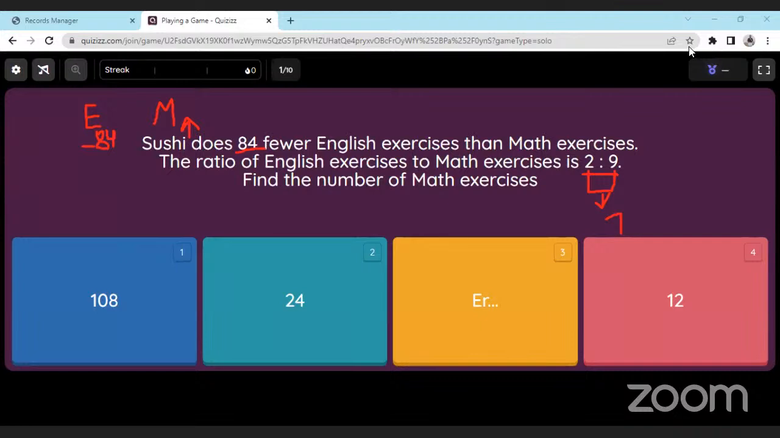Oh, I'm sorry, I was mute. Okay, English and math. She does more math and less English. That's what we understand from this. So the English difference is 84. She does 84 less. The ratio is 2 is to 7. Rule 2: the difference between the ratio parts equals the difference between the amounts. So the difference between the ratio is 7, and the difference between the amounts is 84.